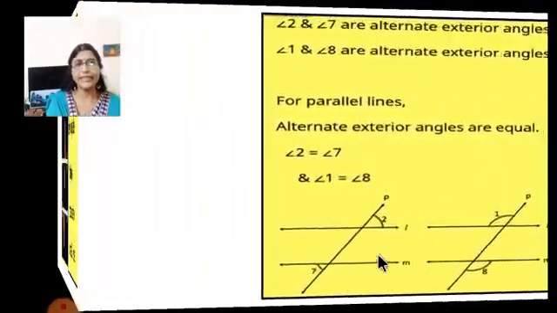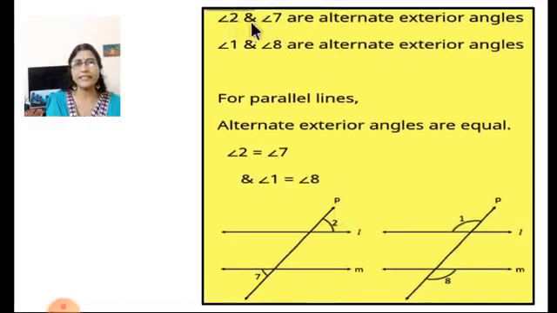Now here you see, in case of parallel lines, just now we have seen angle 2 and angle 7 are alternate exterior angles, which I have shown you. Same way angle 1 and angle 8 are alternate exterior angles. Here you can see it is marked, angle 1, angle 8. They are alternate exterior angles. Angle 2 and angle 7 are also alternate exterior angles. Now for parallel lines, you have to remember that alternate exterior angles are equal, same like alternate interior angles. In case of parallel lines, even alternate exterior angles are also equal.